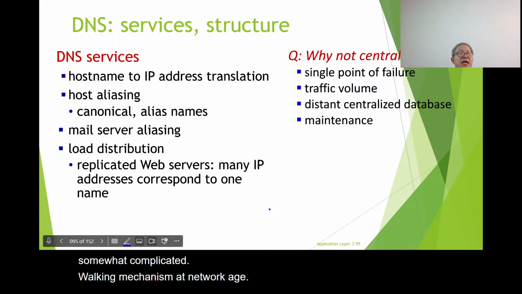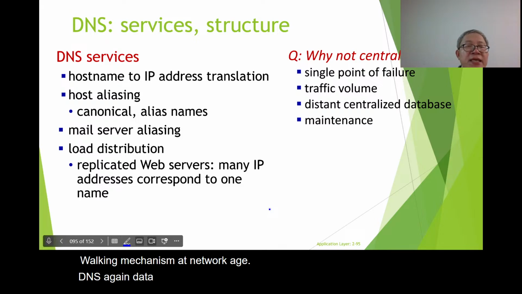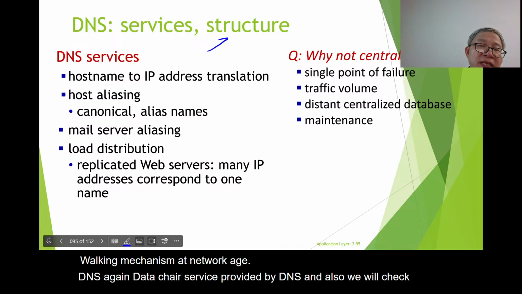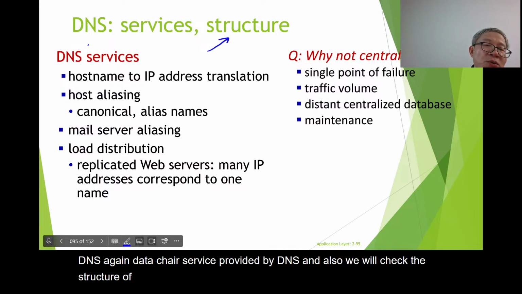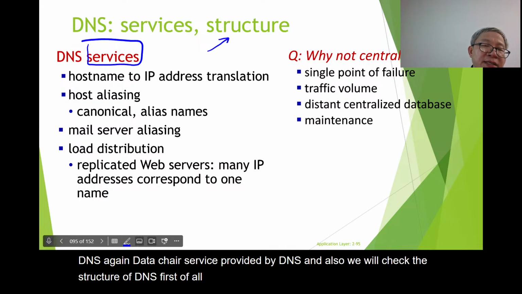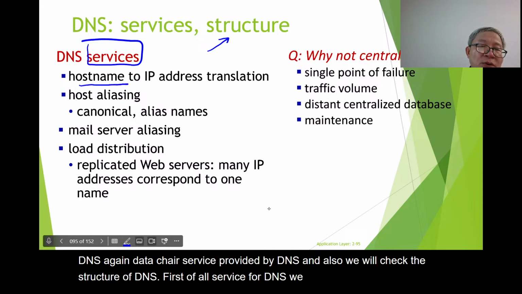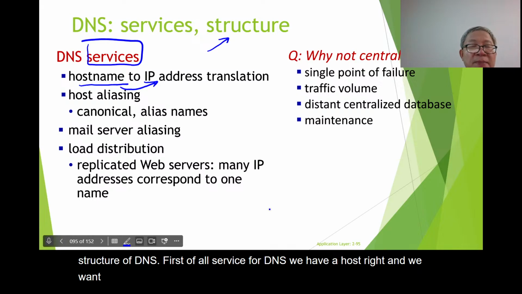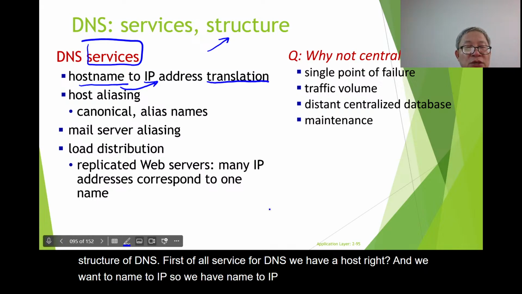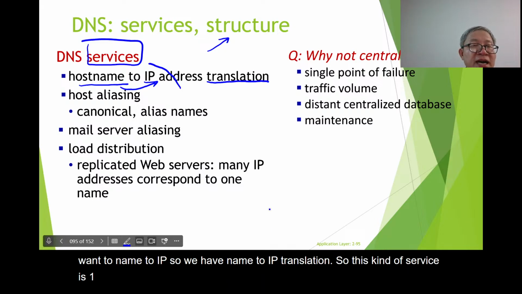Well, DNS again. We will check the services provided by DNS, and also the structure of DNS. First of all, the services of DNS. We have a host, and we want to map name to IP. So we have name to IP translation. This kind of service is one of the services provided by DNS.